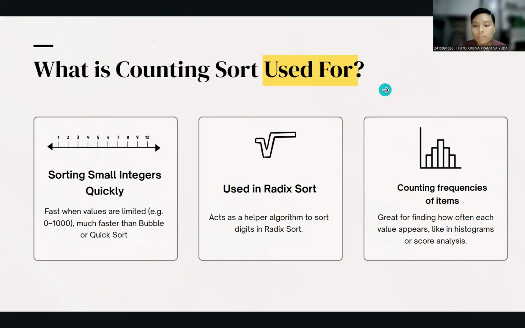And last is counting frequencies of items. Beyond sorting, counting sort is great for analyzing data. It can count how many times an item appears in a dataset, which is useful for creating histograms, analyzing scores, or any situation where frequency matters. So it's not just about sorting, it's also a tool for data analysis.